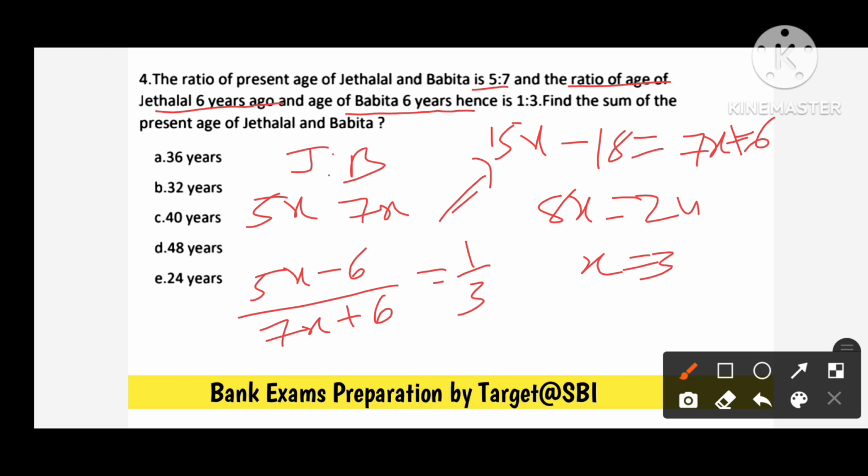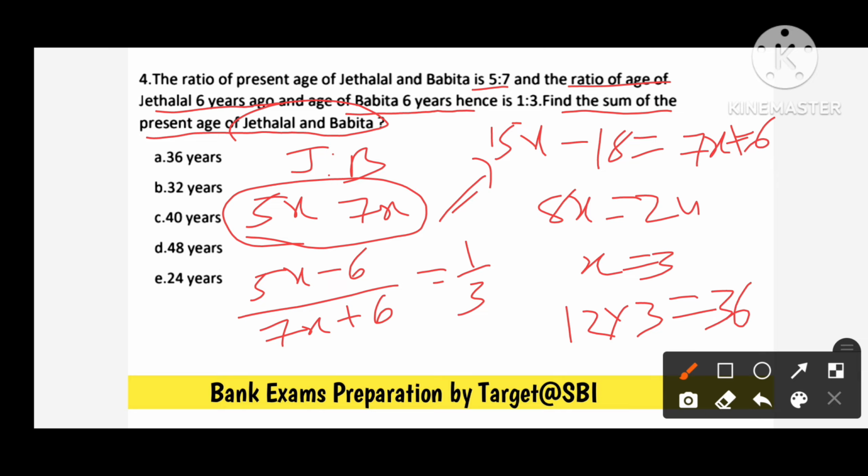Now the question asks to find the sum of the present ages of Jeetalal and Babita. So the sum of these two is 12x, 12 times 3, which is 36. That is our answer. So option A is the answer for this question.